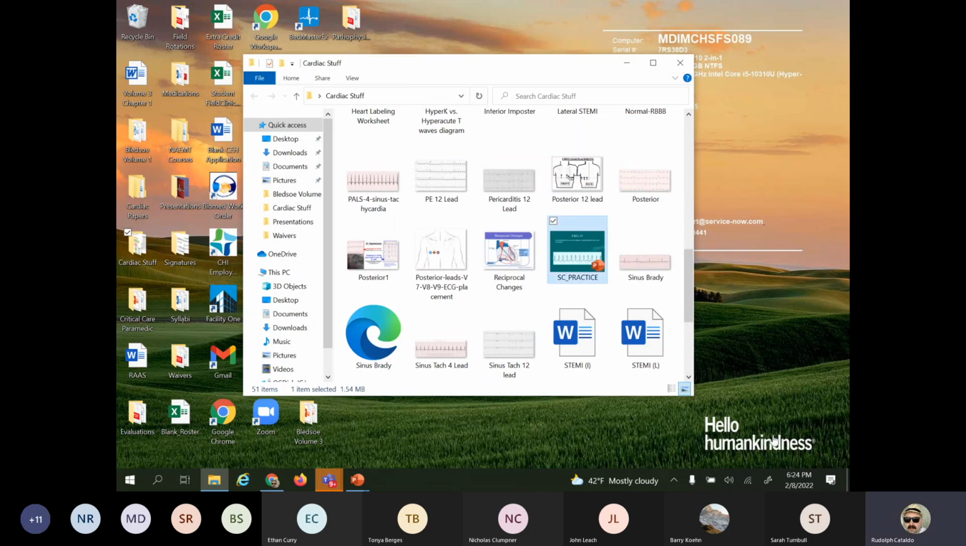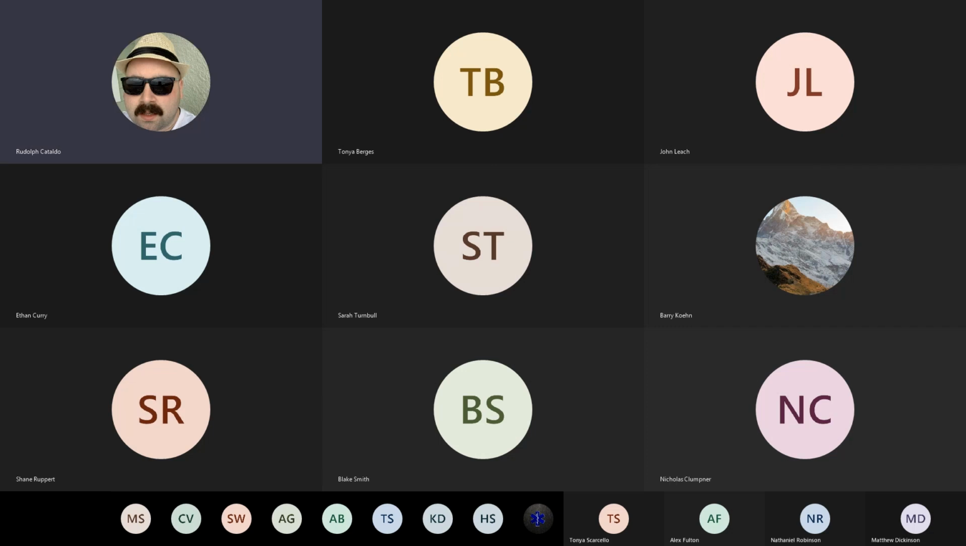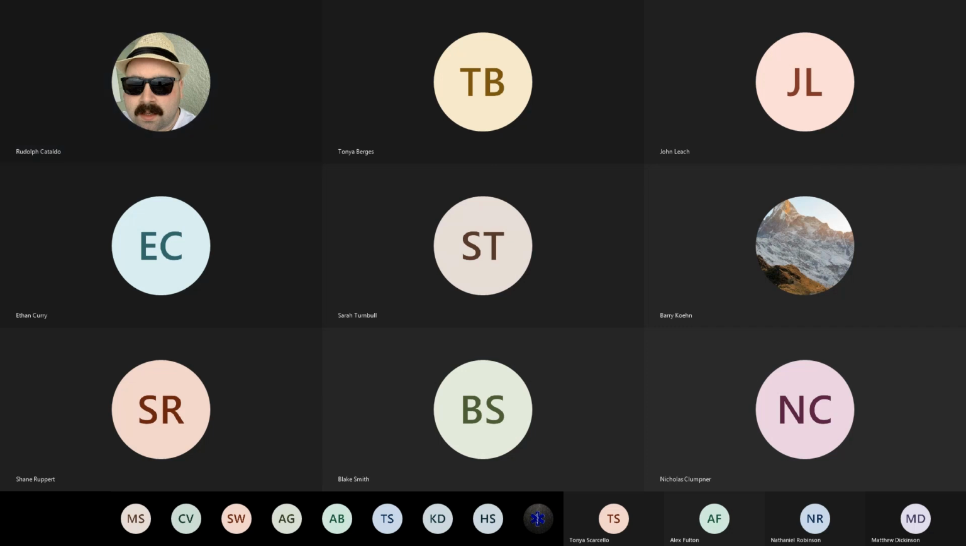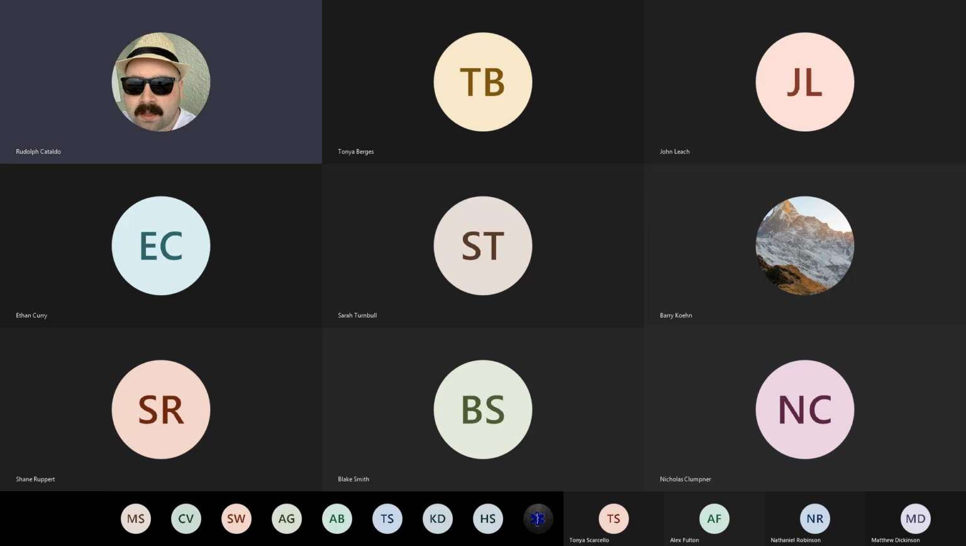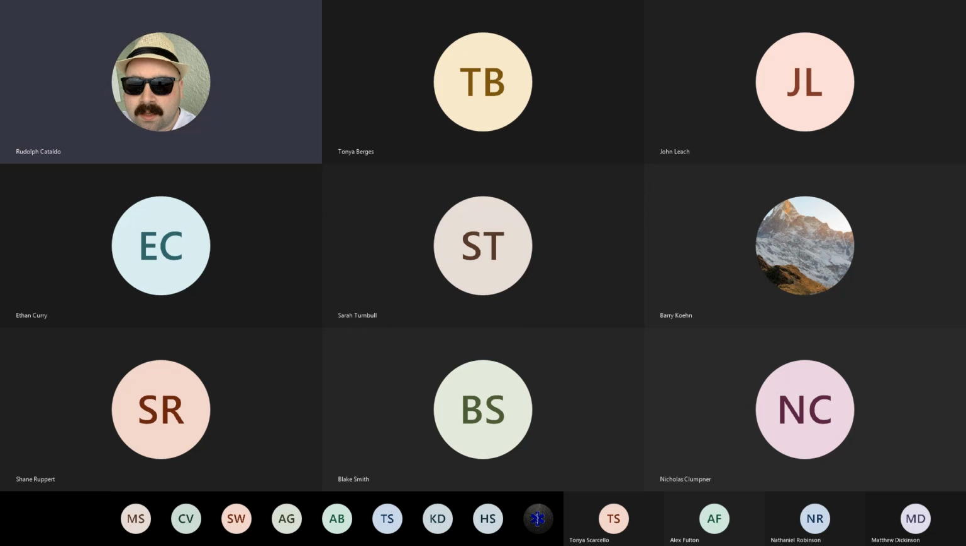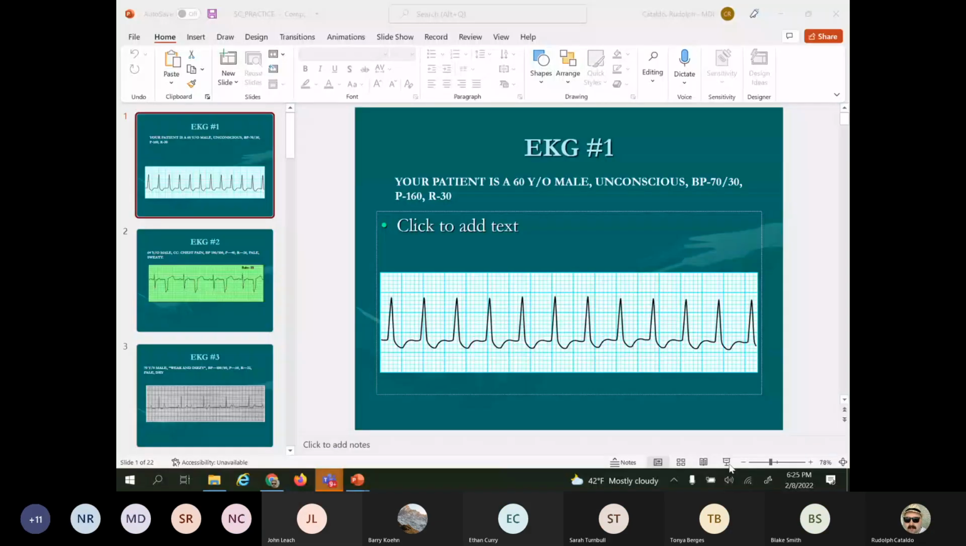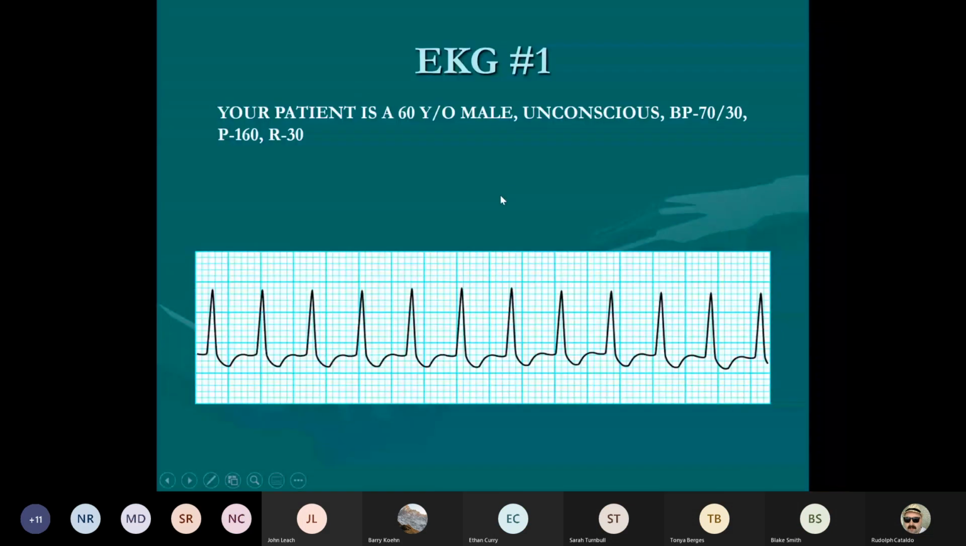Okay. So let me pull something up real quick. I think this is it. We're going to go through some of these practice strips. They don't tell you what they are, and you have to try to figure it out. Okay. So, it gives you a scenario with it.